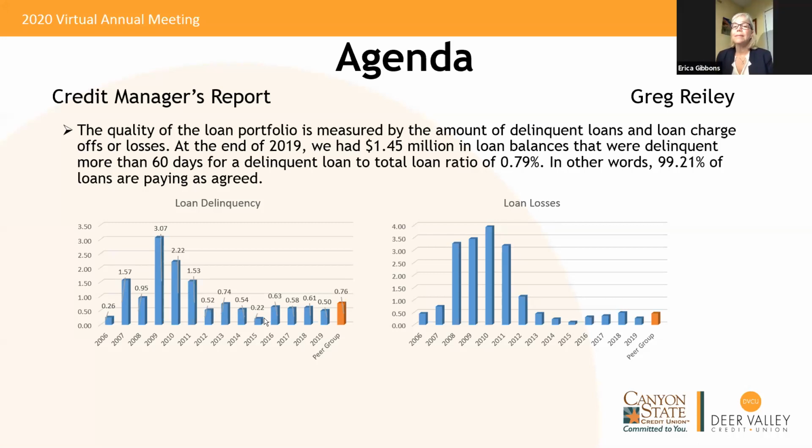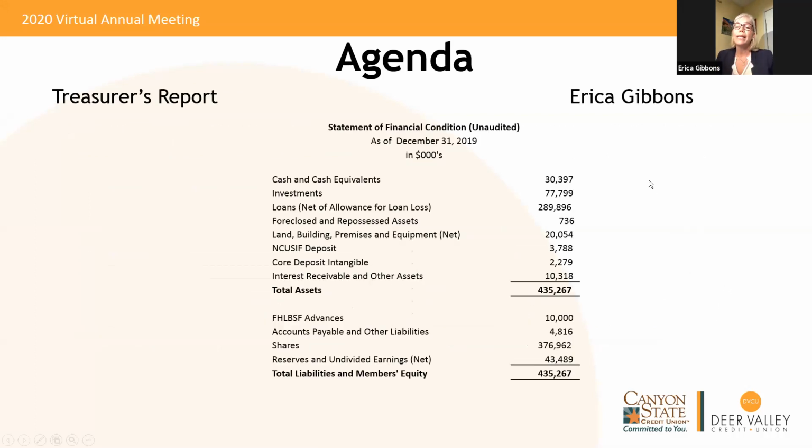Thank you, Mr. Chairman. The annual meeting contains the Treasurer's Report, including the Statement of Financial Condition and Statement of Income. Our merger of equals created a strong balance sheet comprised of over $435 million in assets at the end of 2019. Our members have entrusted over $376 million in shares with our credit union. We've been able to lend out $289 million to members and invest over $77 million for future loan demand. We've had an optimal amount of liquidity at our size with over $30 million in cash and cash equivalents.